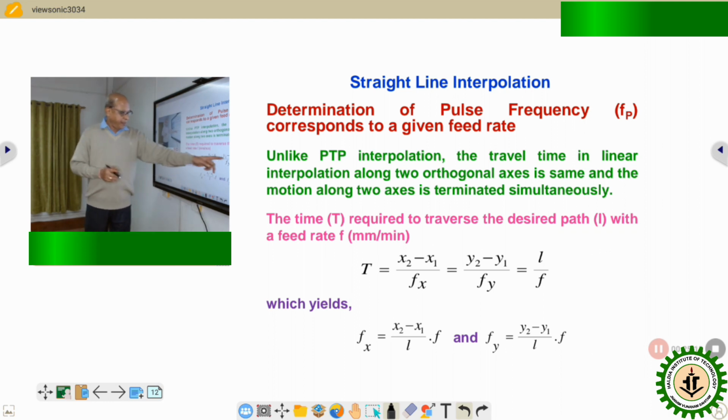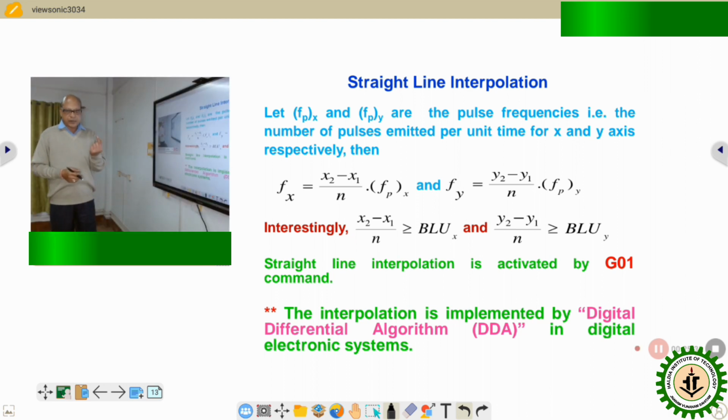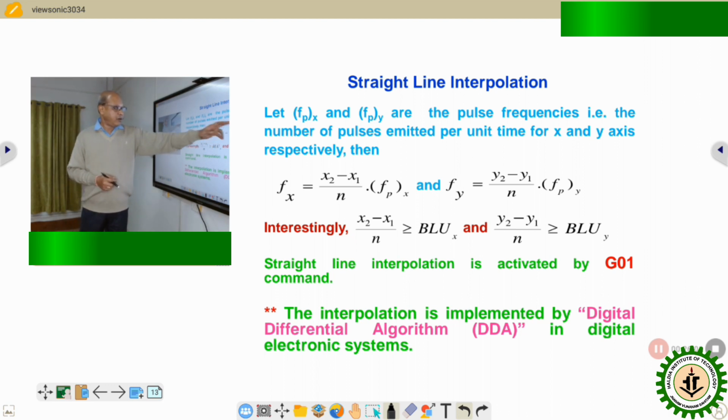In a numerical problem, f will be given, and either L can be given or the two coordinates x1, x2, y1, y2 can be given, from which we can easily calculate what is fx and what is fy. Once fx and fy are known, we can also represent what will be the pulse frequency, because one pulse will cause (x2 minus x1) by n amount of incremental movement. So if Fpx is the pulse frequency for the x-axis, simply if we multiply by it, that is the movement per unit time, because frequency is expressed in number of pulses per second, that is hertz. So incremental distance is (x2 minus x1) by n in millimeter. So eventually what we get is fx, the feed rate along the x-axis. Similarly, fy will be (y2 minus y1) by n dot Fpy.